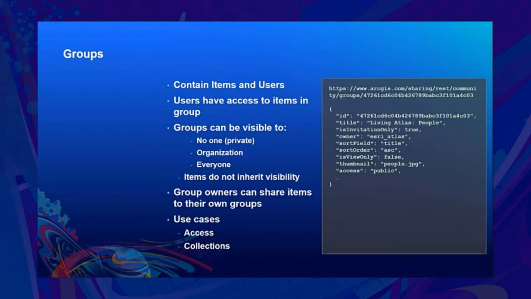Similar to the organization visibility settings, groups can be visible to no one, where you can only invite people into your group or assign people into your group, but they can't join it themselves, to the organization, whereas anybody in the organization can request to be added to a group, or globally to everyone. So that's basically saying anyone in the public can request to join a group there. Items do not inherit visibility.